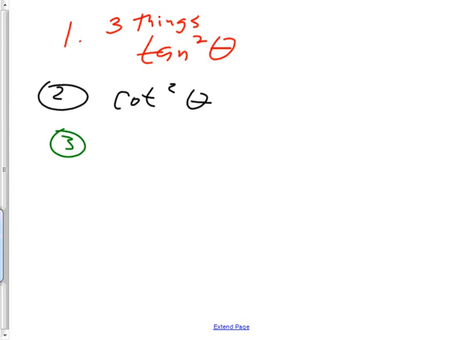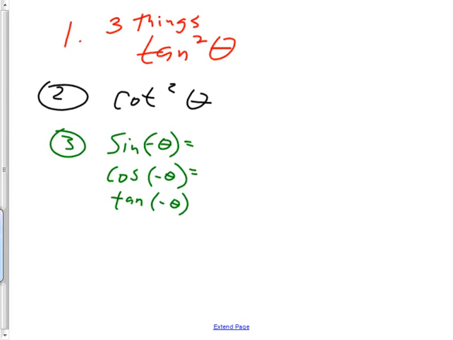Okay, number 3 is fill in the rest of this chart. Sine of negative theta, cosine of negative theta, and tangent of negative theta. You just have to have the answers to it. Number 4. I'll throw a curveball at you, but you should be able to handle it. The secant of pi over 2 minus theta.